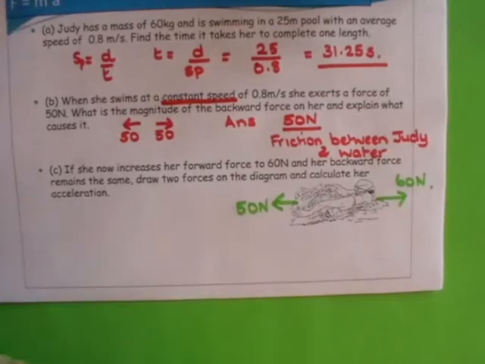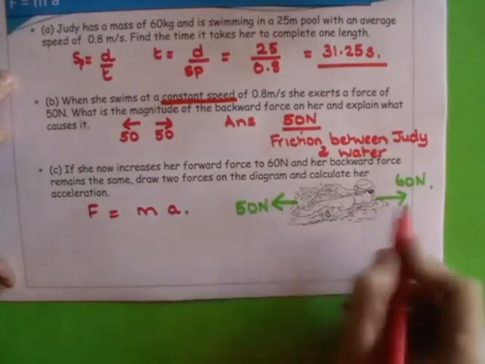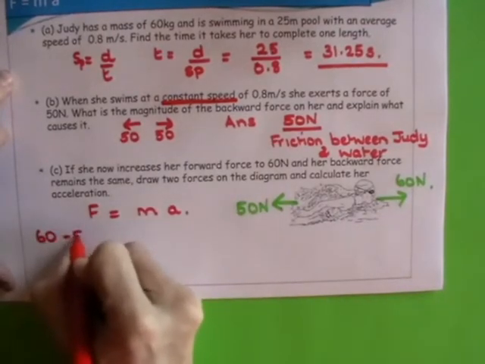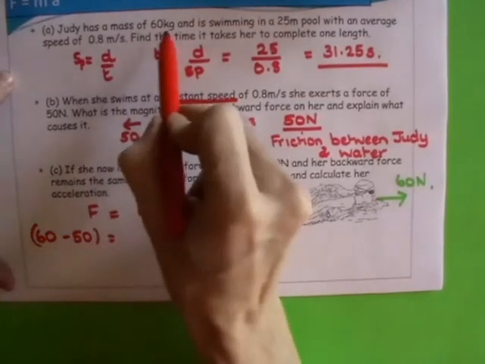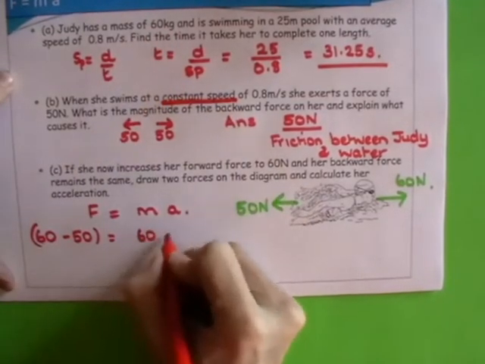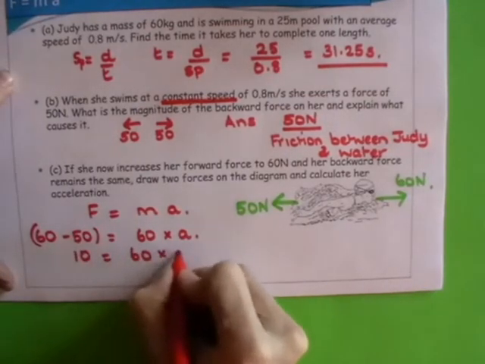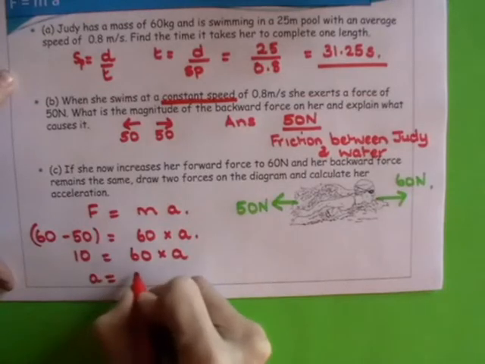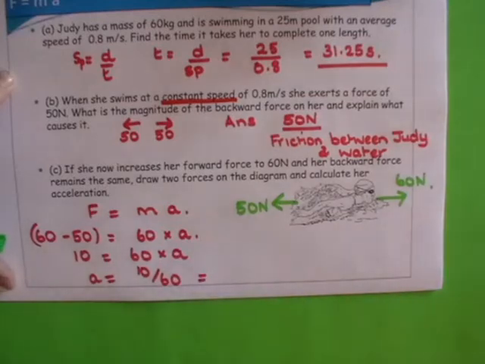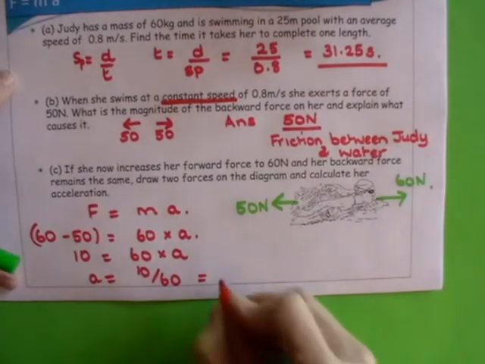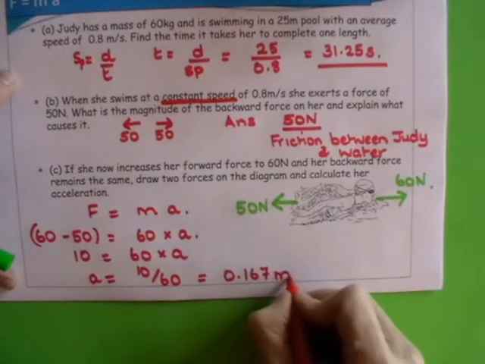So if we use F equals ma here, F forward is 60 minus 50. And that's equal to her mass, which we find up here is 60 kilograms multiplied by A. So 10 is equal to 60 multiplied by A. So A is going to be given by 10 divided by 60, 1/6. Or if you do that as a decimal, that works out as 0.167, rounding that, metres per second squared.